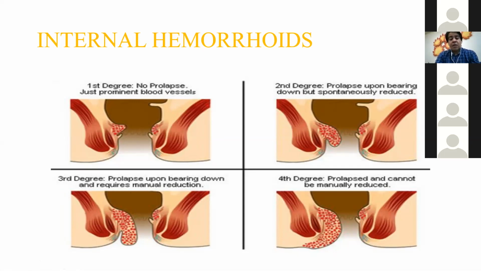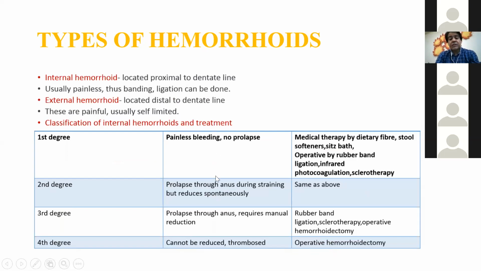So the internal hemorrhoids, like in first degree and second degree, you can treat them with medical therapy like giving them dietary fiber, stool softener, sitz bath. There are options of rubber band ligation, infrared photocoagulation, sclerotherapy. Same treatment you may give to your patient in the second degree. In third degree, may need the hemorrhoidectomy. But in case of the fourth degree, only operative hemorrhoidectomy is mandatory.